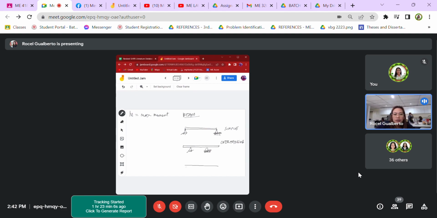At kapag po naman yung beam, one end is fixed, the other end is a free end, you call this naman po the cantilever. Okay, so it's a cantilever type. So simple, overhanging, and cantilever. These are our types of beam. So with the supports po, yan po ay may corresponding reactions.